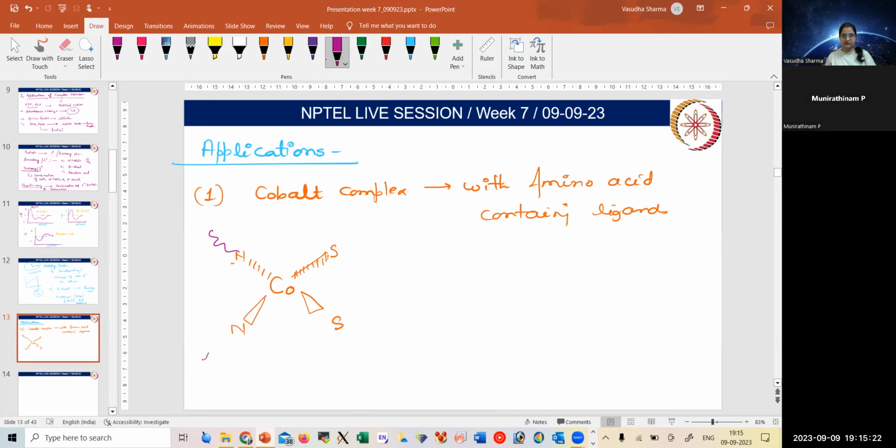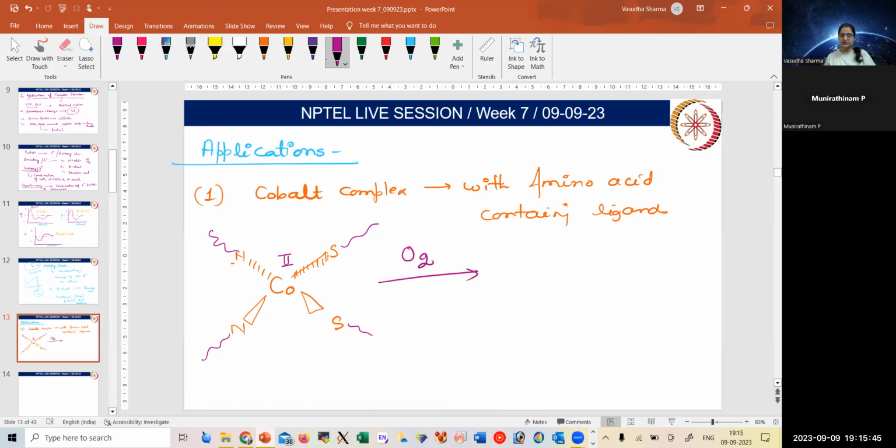And this wavy nature is representing that this nitrogen is the amine, could be amine from the amino acid, and R could be anything. So that's why the wavy nature has been given. Here also, this is cysteine, and there could be any R group over there. So they are coordinating through sulfur and nitrogen. Now this is in the +2 oxidation state.